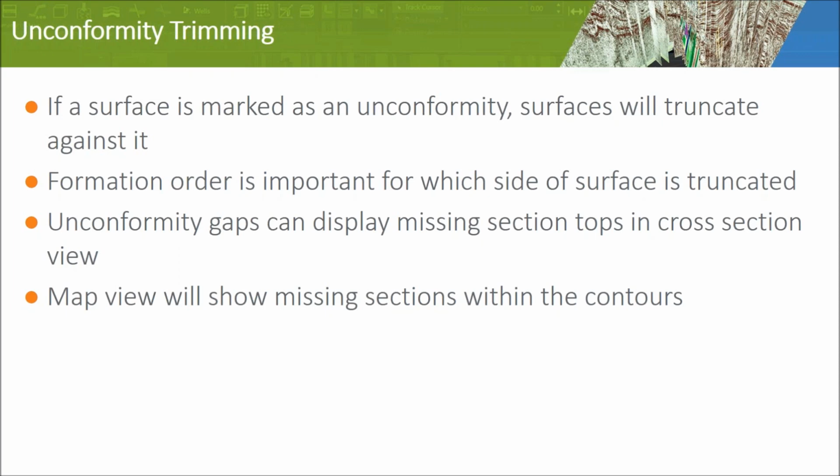Where there's missing section between these two tops, you're able to view those surfaces as they come into play there, and get an idea again of where that information is coming from. And in map view, you can show that missing section within the contours, and you'll see little cutout areas where there are no contours being drawn based on that unconformity.